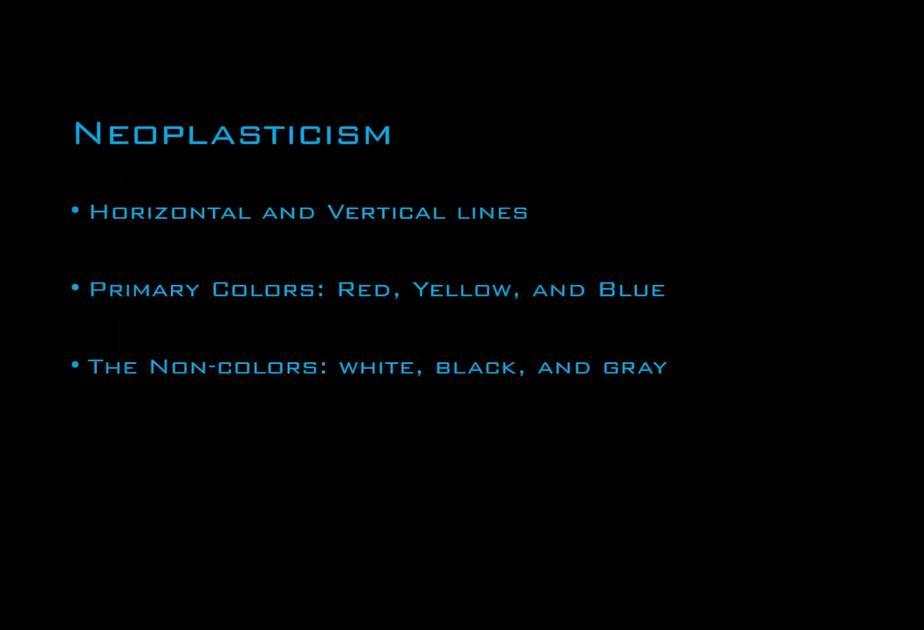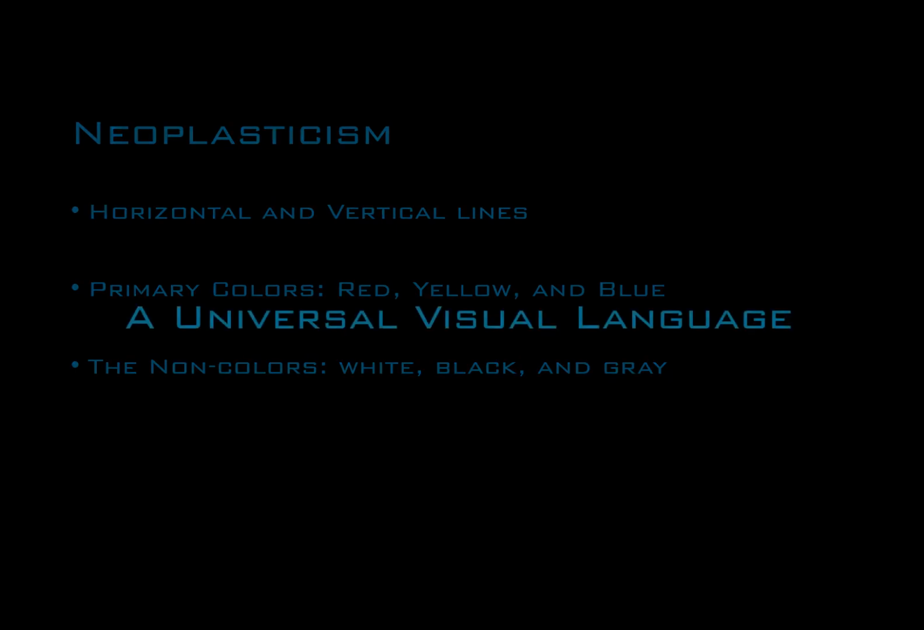Now, in addition to that, neoplasticism limits the elements you can use to create art to just a handful of things. You can create horizontal and vertical lines. You can use the primary colors red, yellow, and blue, as well as the non-colors white, black, and gray. And so Piet Mondrian, who defined neoplasticism, believed that by limiting how you go about creating art to these elements, you could create a universal visual language that would be accessible to all people, regardless of their cultural backgrounds.